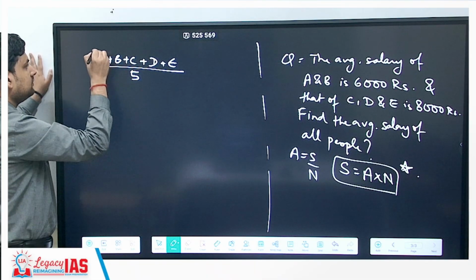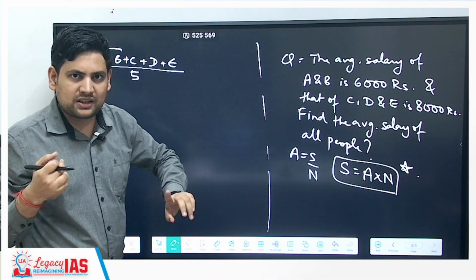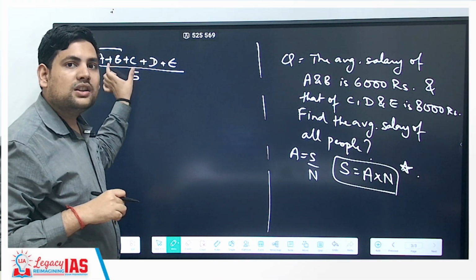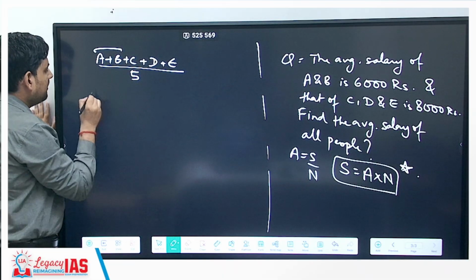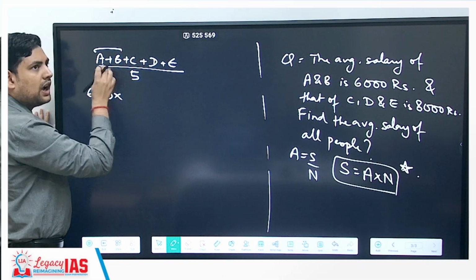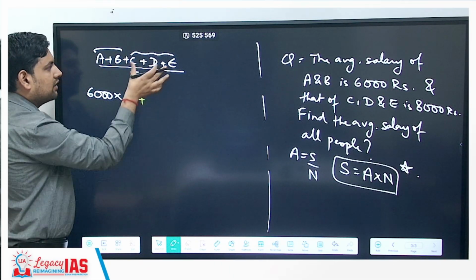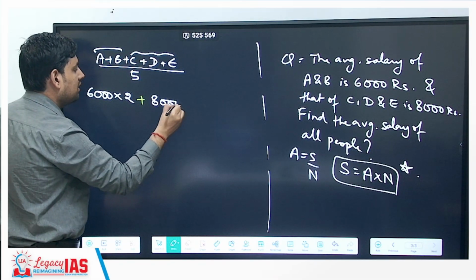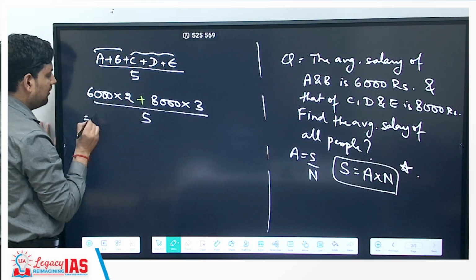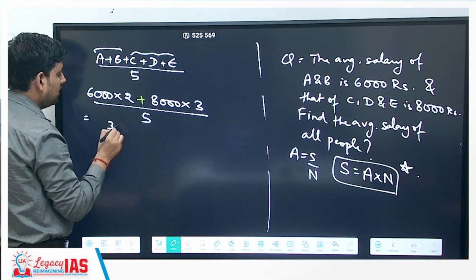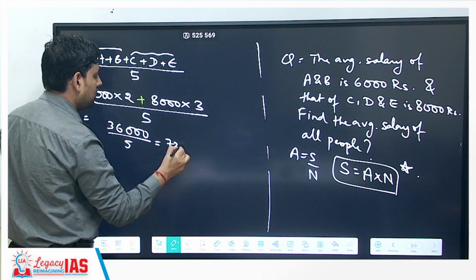Now observe. The sum of A plus B is given to you in some way. What is given? The average of A plus B is 6,000. Now A plus B is what? Sum. Sum is equal to average into number. 6,000 is the average of how many people? Of 2 people. So into 2. Then see this, C, D and E. The average of C, D, E is given as 8,000. This 8,000 is the average of how many people? Of 3 people. So into 3, divided by 5. What you got? 12,000 plus 24,000. Again, it becomes 36,000 by 5, that is 7,200.